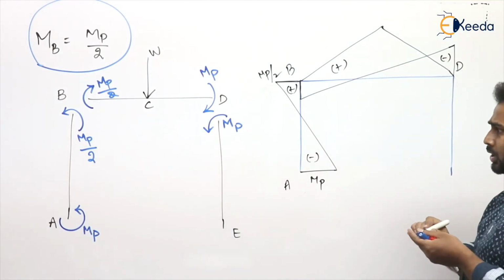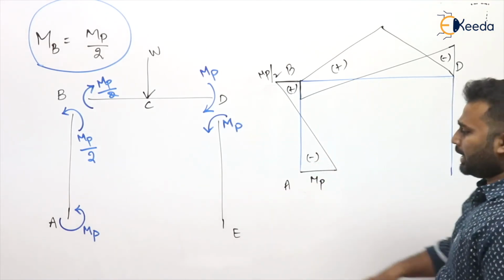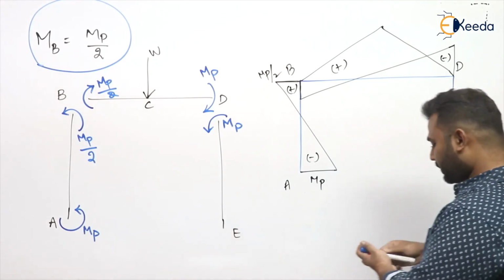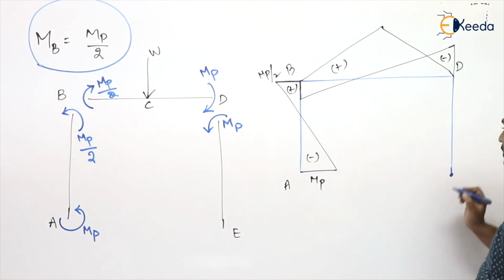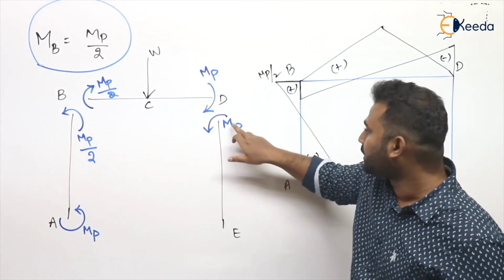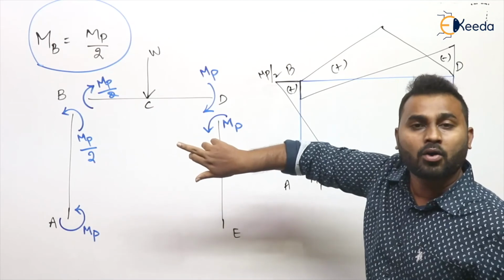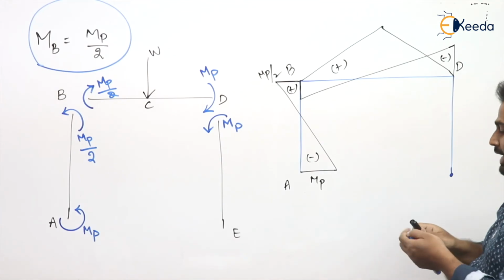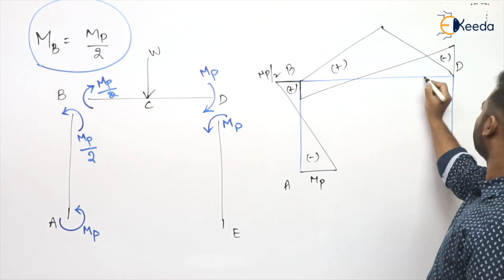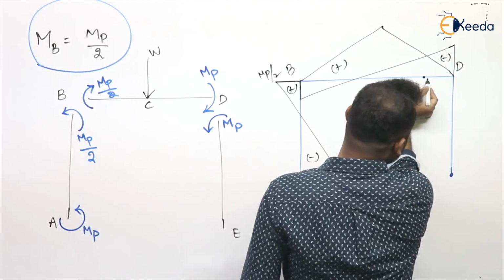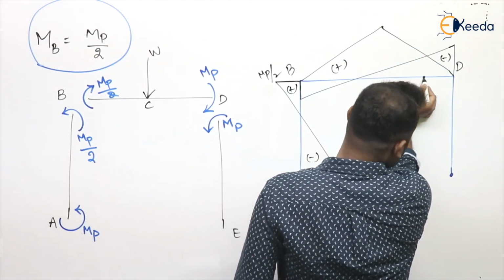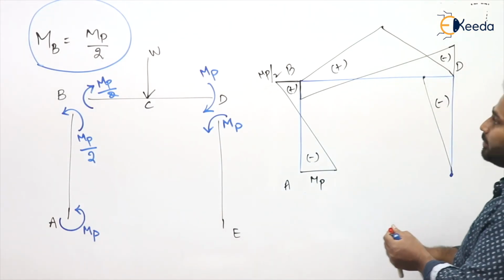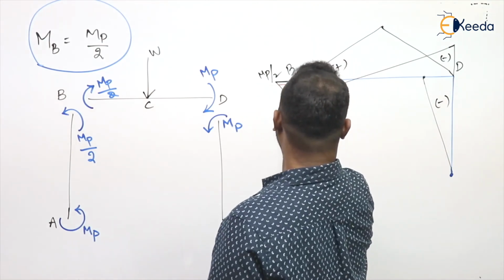Clear? Now coming to the span DE. At E, a mechanical hinge is present. Hence the moment value is 0, so there is no need to represent a moment here. It is 0 here. And here, which direction? Sorry, it is anti-clockwise. So left side anti-clockwise, negative. Now I am going to shade the bending moment diagram so that we can identify it clearly.